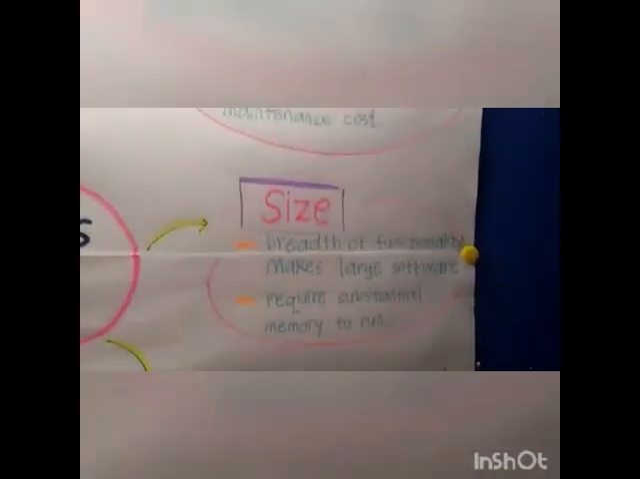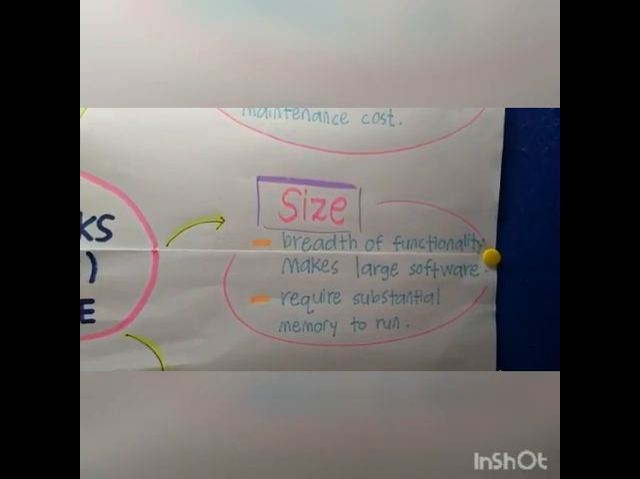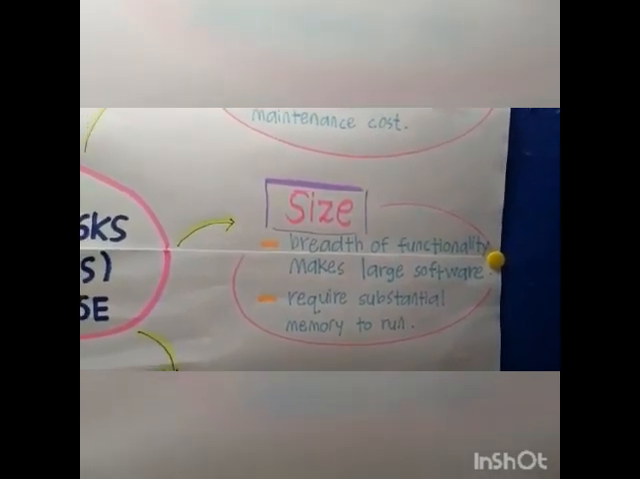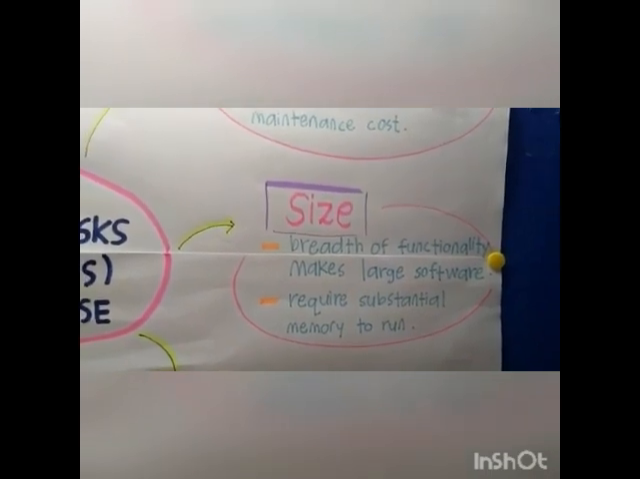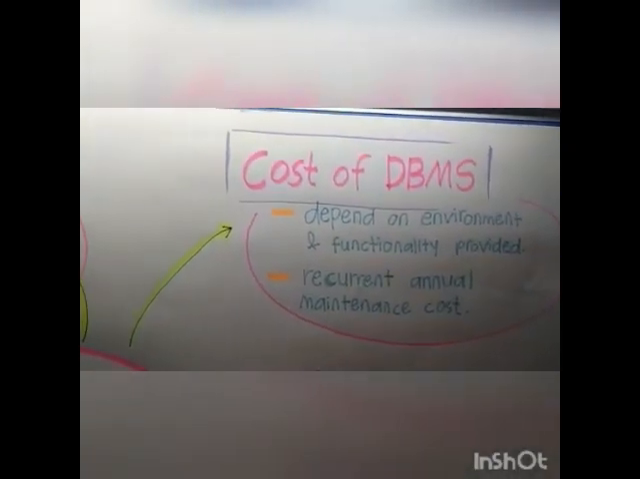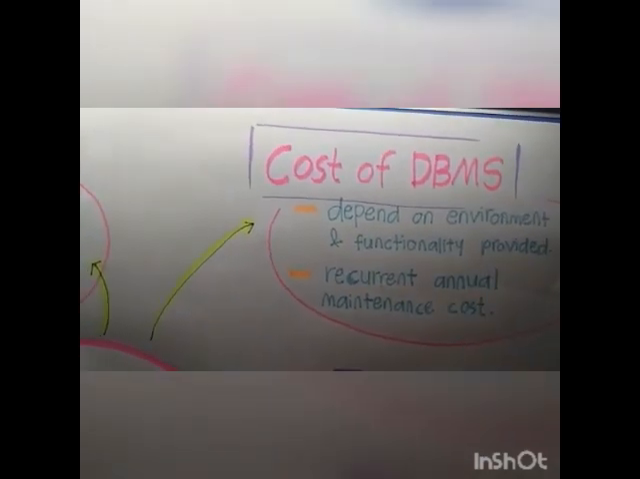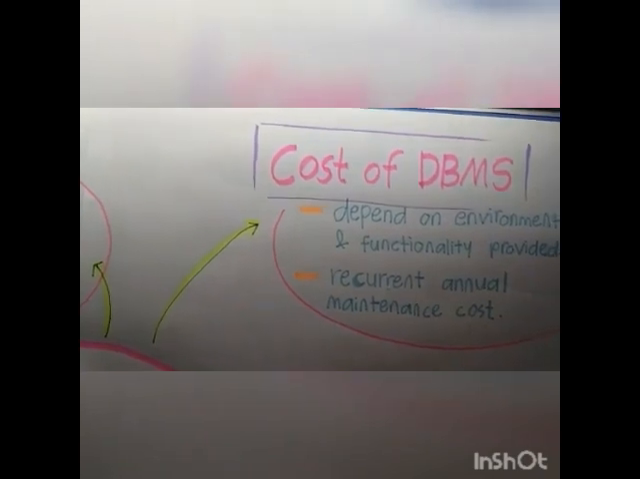The second one is size. The breadth of functionality also makes the DBMS an extremely large piece of software, occupying many megabytes of disk space and requiring a substantial amount of memory to run efficiently. Next, cost of DBMS. The cost of a DBMS varies significantly depending on the environment and functionality provided. There is also the recurrent annual maintenance cost, which is typically a percentage of the list price.